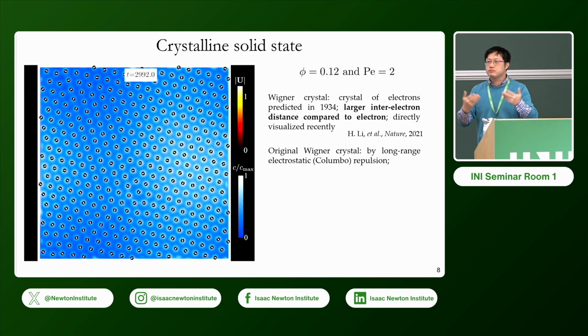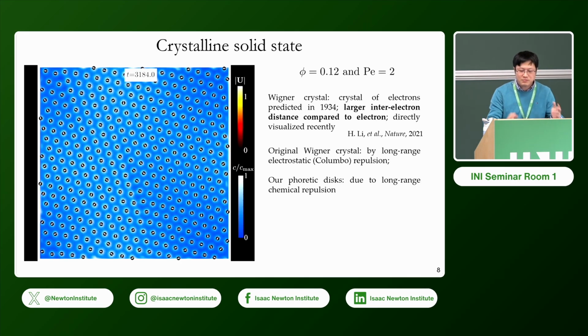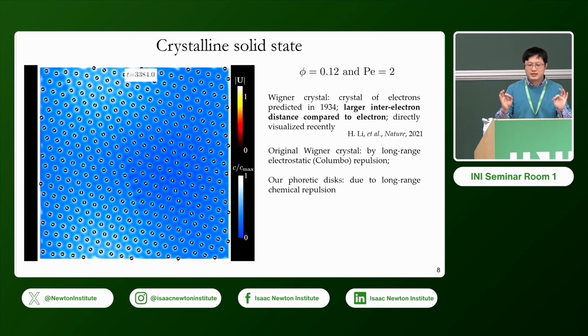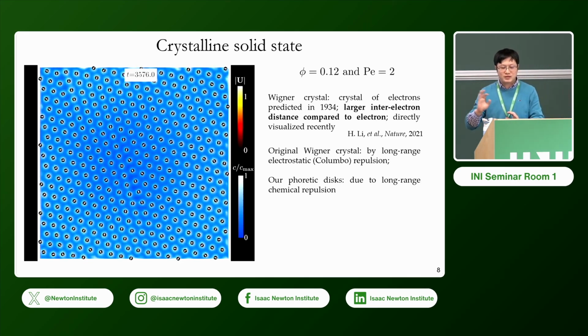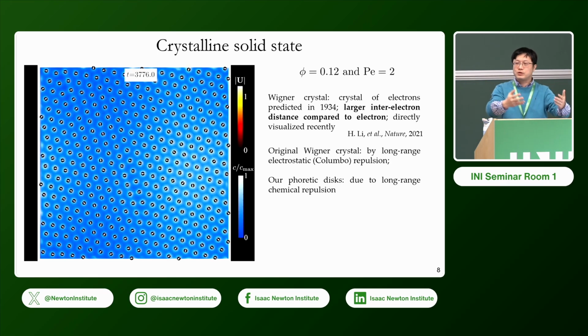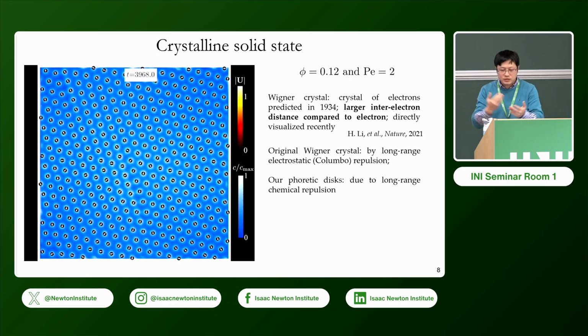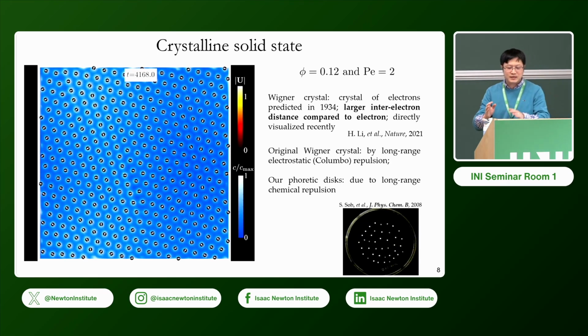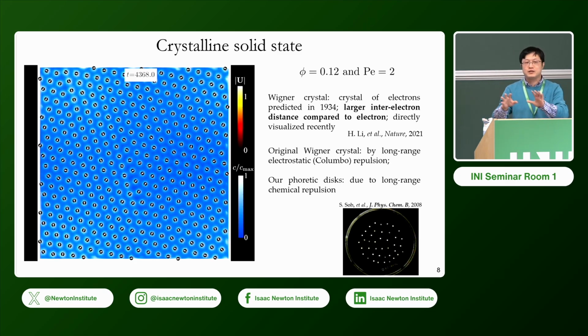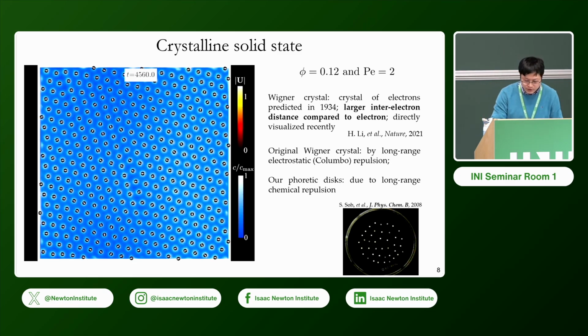But in our case, we don't have it, right? But we have a similar mechanism, because our phoretic disks are subject to this long-range chemical repulsion, which leads to this kind of Wigner crystal. And on the other hand, we can see that qualitatively, it reproduces the equivalence.